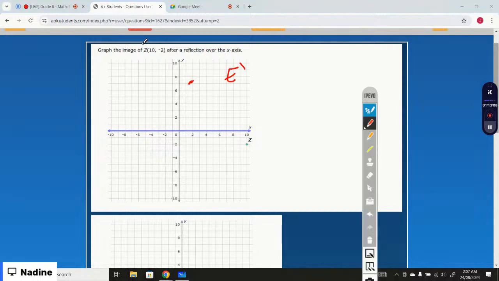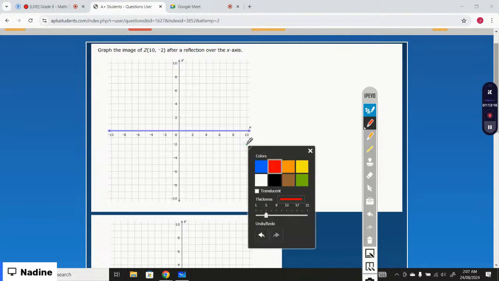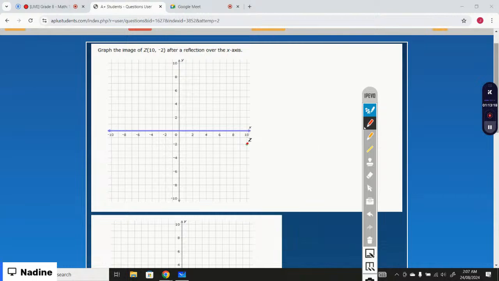Okay, so let's see the point Z. X is 10 and y is negative 2. Here it is, right? Here is the point. You have to find a reflection over the x-axis. So that is 10 points right on the x-axis, and 2 points down. When that is reflected, that would be simply 2 points up. So here is the reflected image, and the coordinates are 10 and 2. So Z dash is the reflected image of Z and the coordinates are 10 and 2.